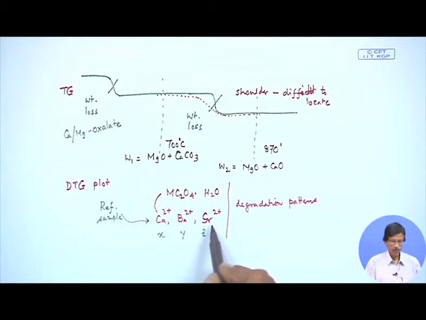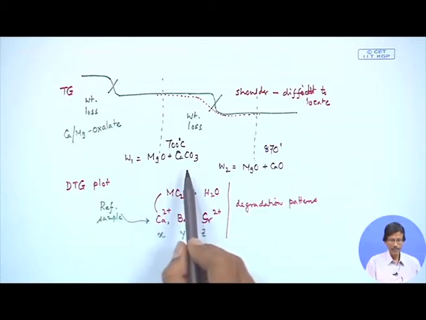So, these are very good examples. Only thing is that their temperatures will be different, depending upon their loss, whether they lose carbon monoxide or carbon dioxide or all together, as in the case of magnesium and calcium, for this particular purpose.